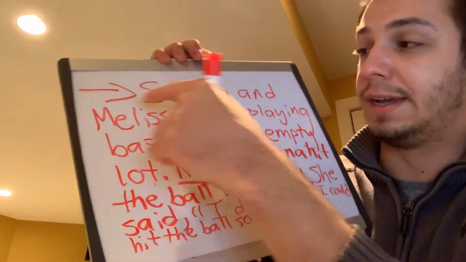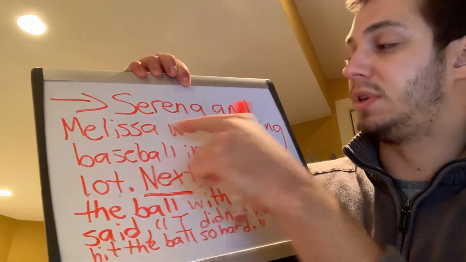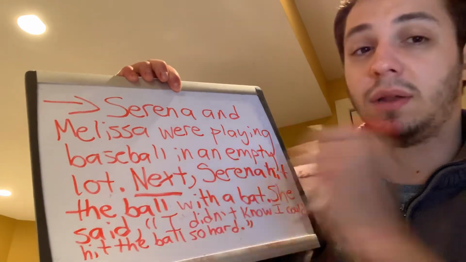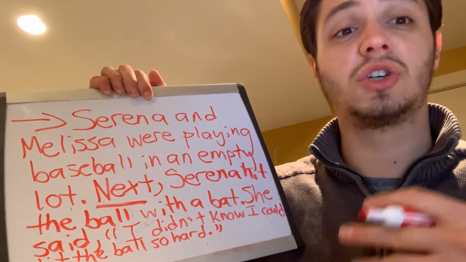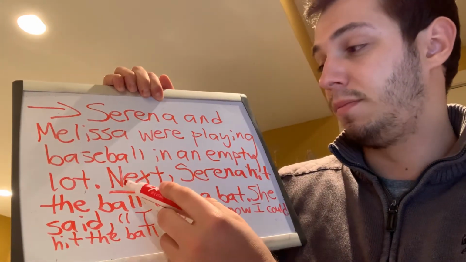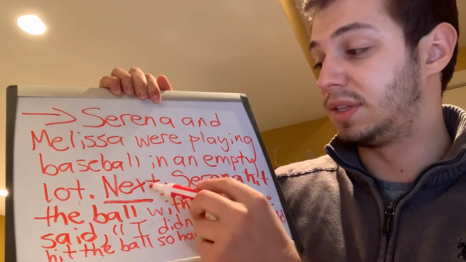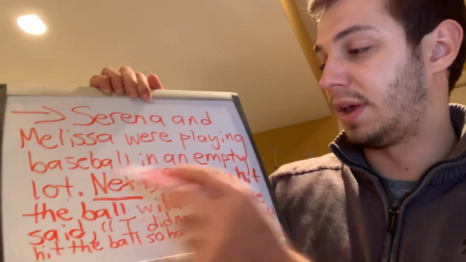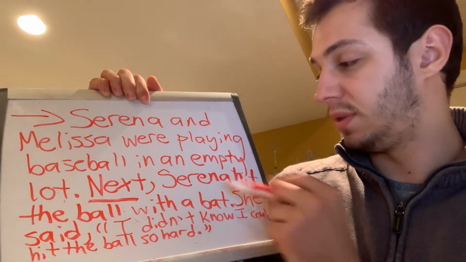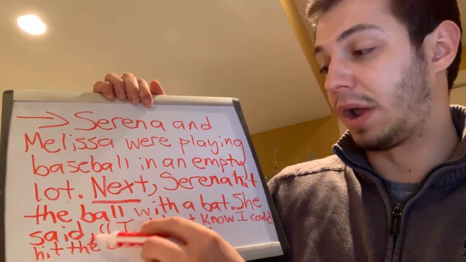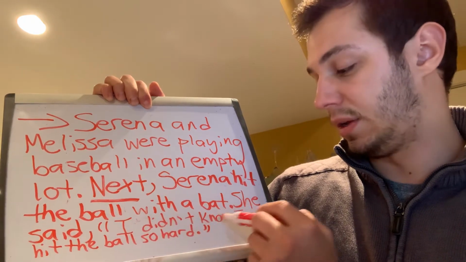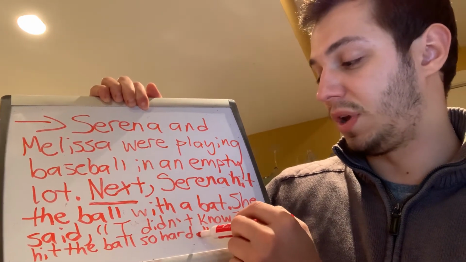So far I indented my paragraph. Serena and Melissa were playing baseball in an empty lot. That is the first sentence that was given to me. Then I looked at the image and I'm describing all of the important parts. Next, that's our part that tells when. Since it's at the beginning, I need my comma. Serena hit the ball with a bat. Since I've already introduced Serena, I can then say, she said, I need my comma, quotation marks, I didn't know I could hit the ball so hard. Period, ending quotation marks. And then if we look at the image, we can tell that she broke a window.